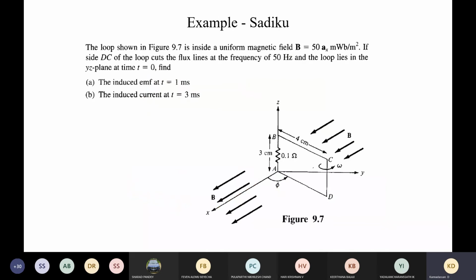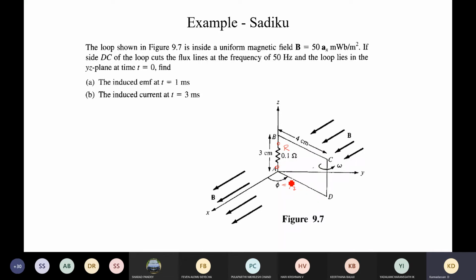Let's take a very simple example of how to solve problems using Faraday's law. What we have here is a loop ended with a load of resistance R, which is about 0.1 ohm. This loop has four nodes A, B, C, D, and it is kept at phi equal to 90 degrees with respect to the x-axis.